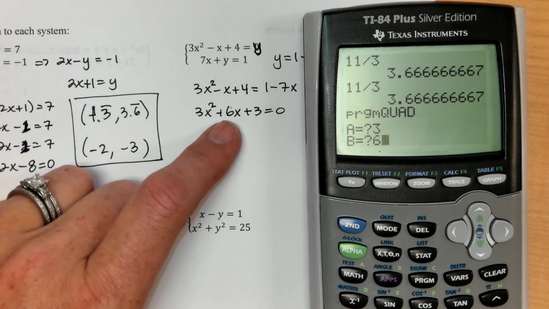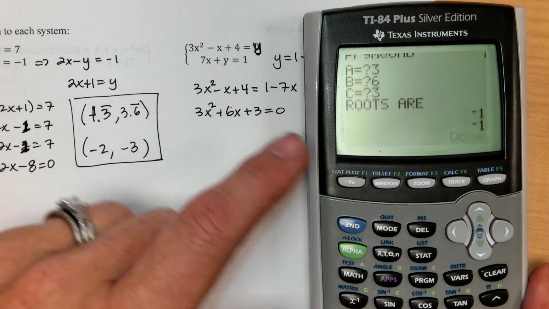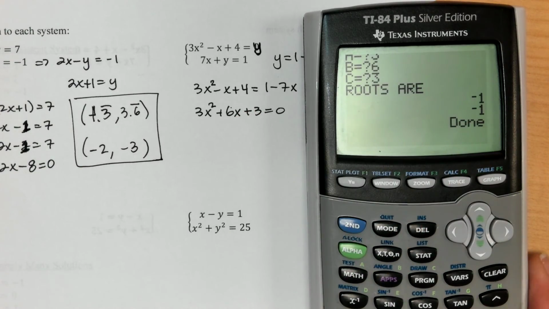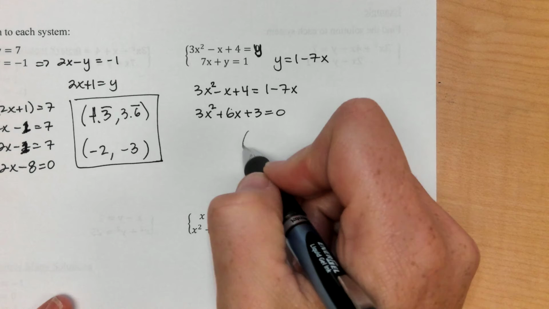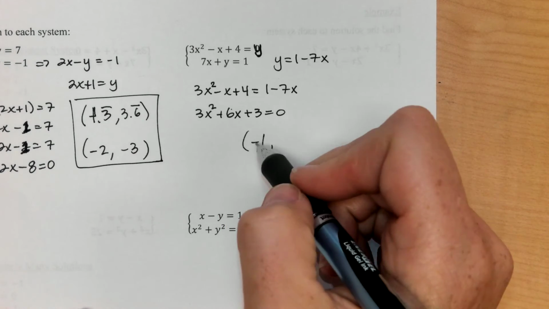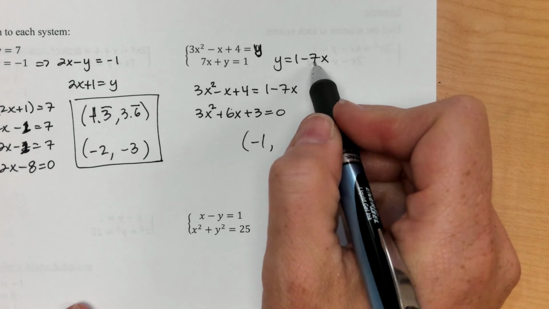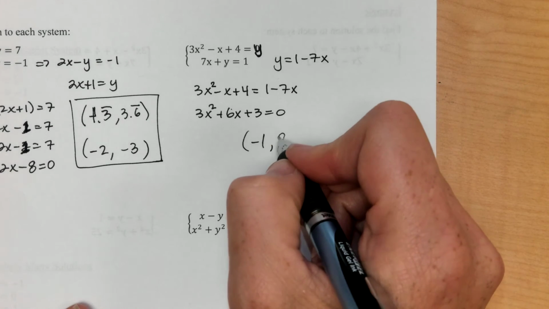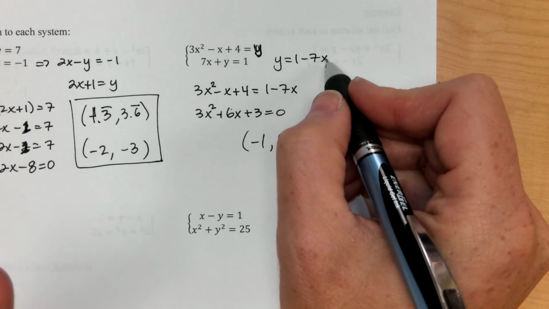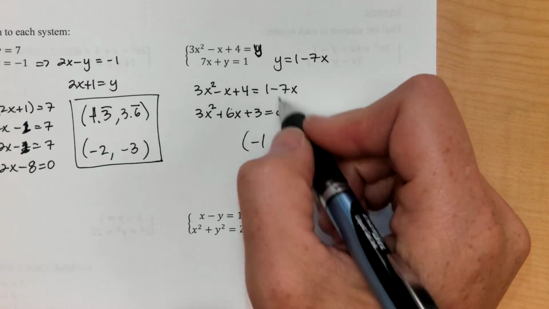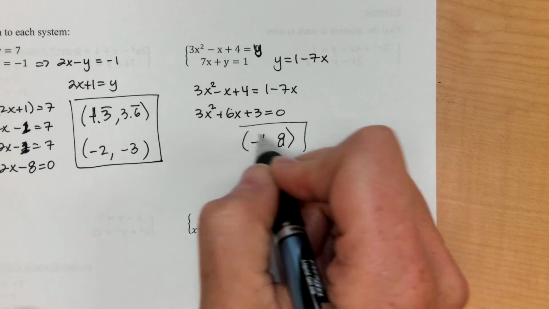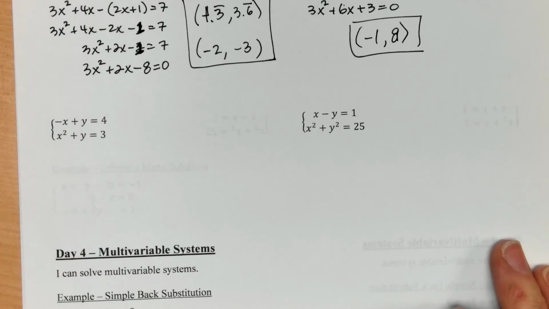Using a 3, a 6, and a 3 gives me, it's the same root repeated, so I only have to do it one time. And then plugging negative 1 back in, negative 7 times negative 1 is 7, plus 1 is 8. 2 more to go.